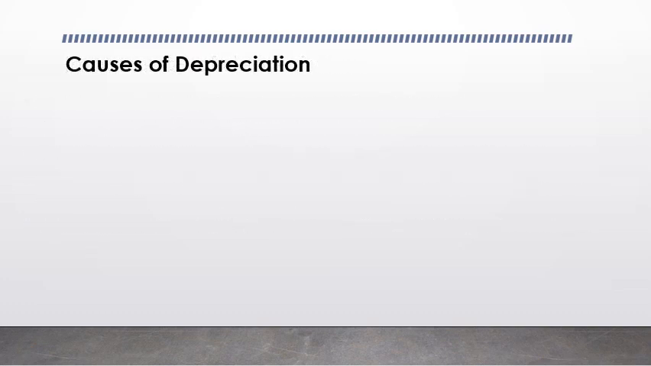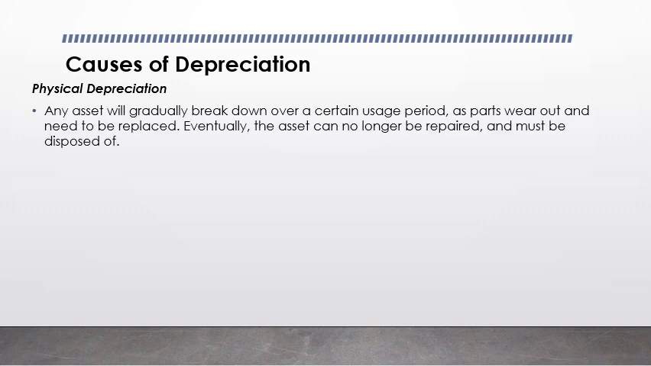Causes of depreciation. What are the different causes of depreciation? There are many causes. First one is physical depreciation. What is physical depreciation? Any asset will gradually break down over a certain usage period as parts wear out and need to be replaced. Eventually, the asset can no longer be repaired and must be disposed of. It is physical depreciation. I have to scrap it. It cannot be used anymore further.